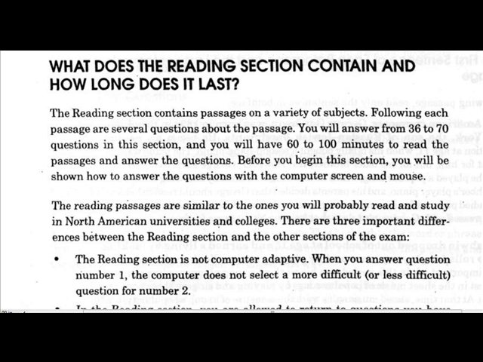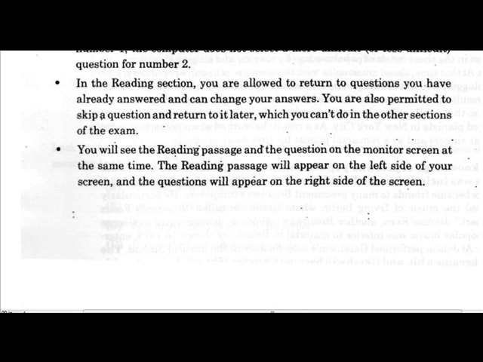The reading section is not computer adaptive. That means when you answer a question, say number 1, the computer does not select a more difficult or less difficult question for number 2. In the reading section, you are allowed to return to questions you have already answered, and you can change the answers. You are also permitted to skip questions and return to them later, which you can't do in the other sections of the exam.